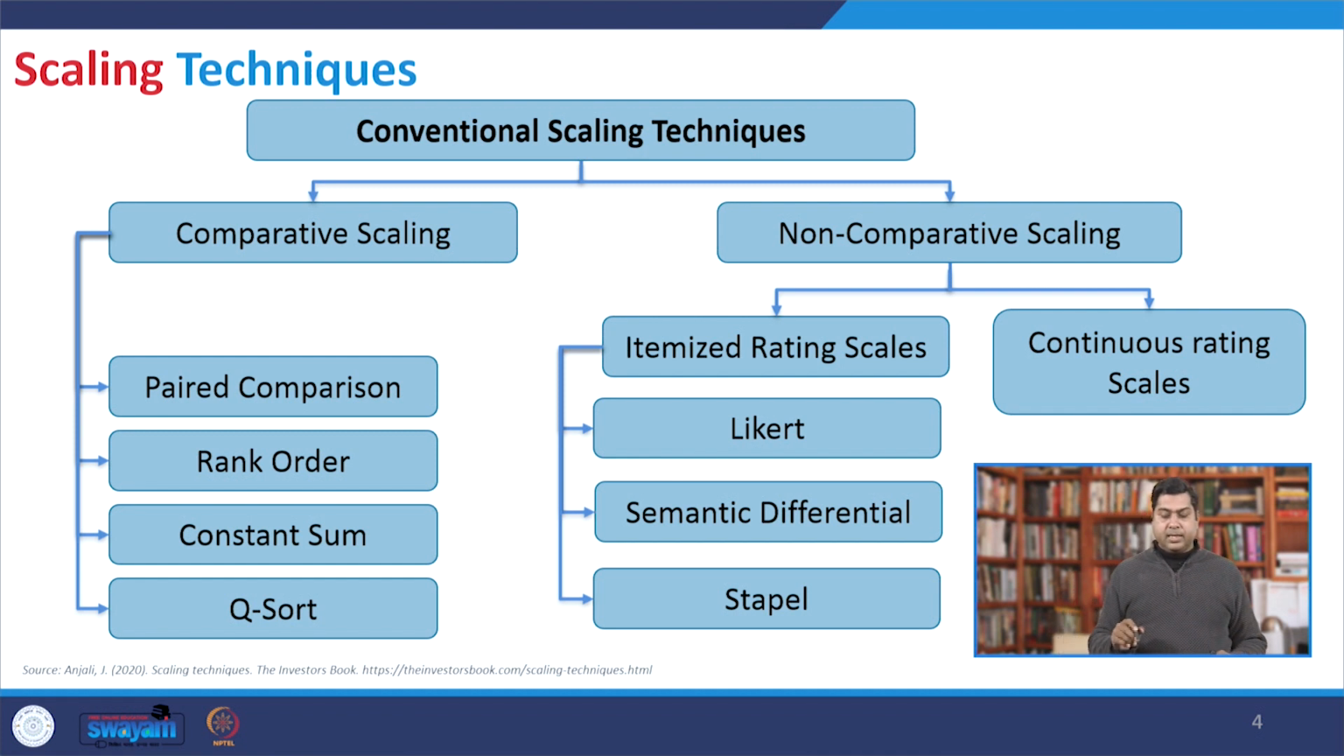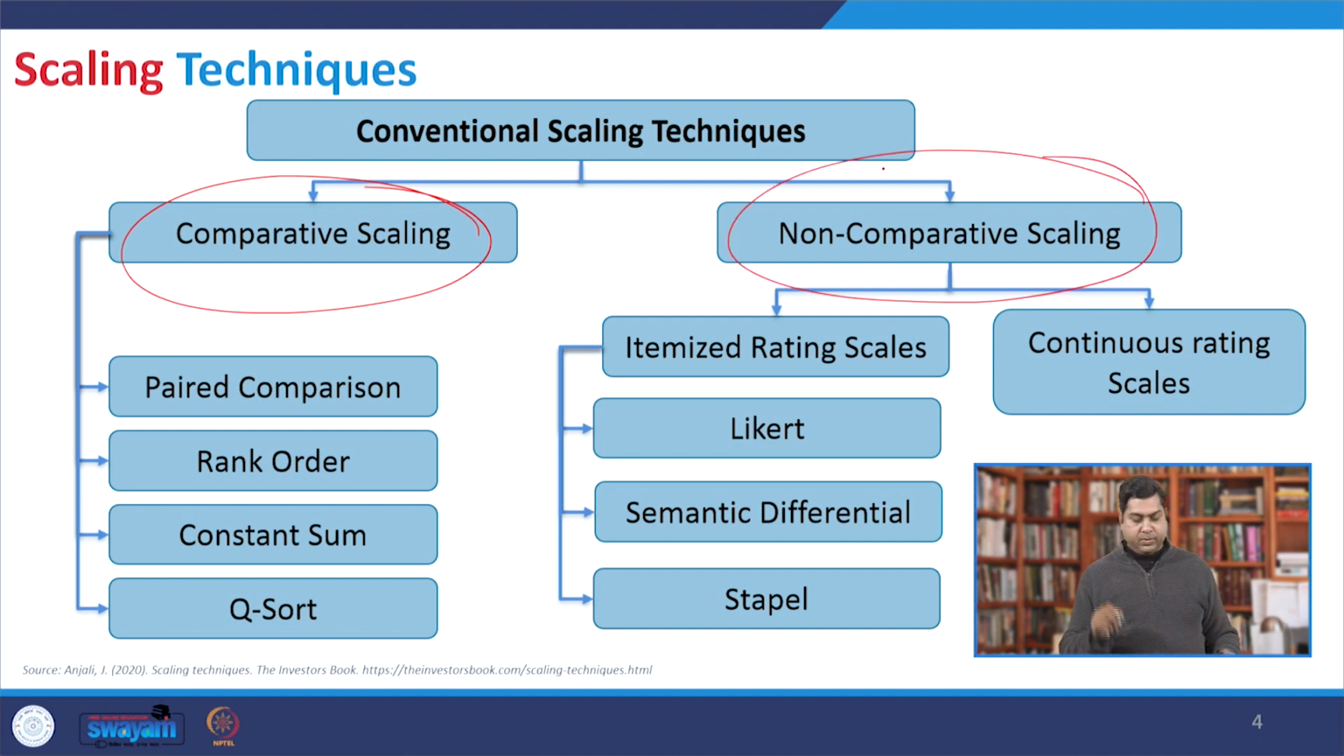The conventional scaling techniques are broadly classified into two. One is comparative scaling, where comparison is something that we would like to make, and then non-comparative scaling as well. Under comparative scaling there are some established scaling tools. One is paired comparison, where we take two variables at a time and try to compare. We can say this is better than this, or this is preferred over this, and like that we can compare.